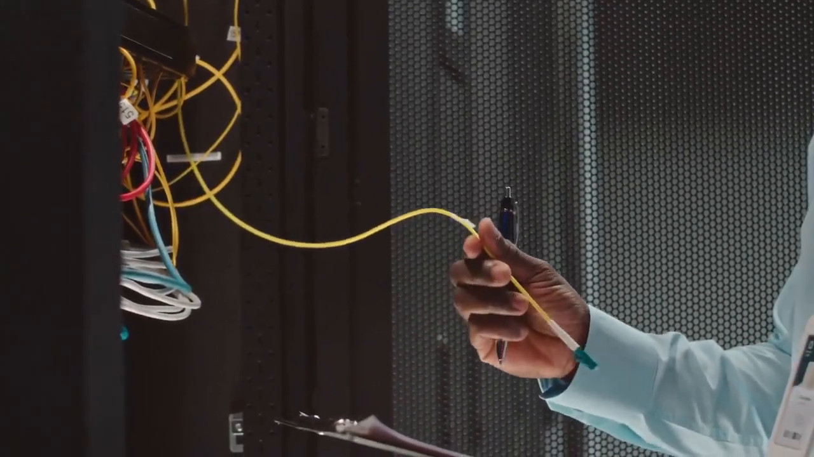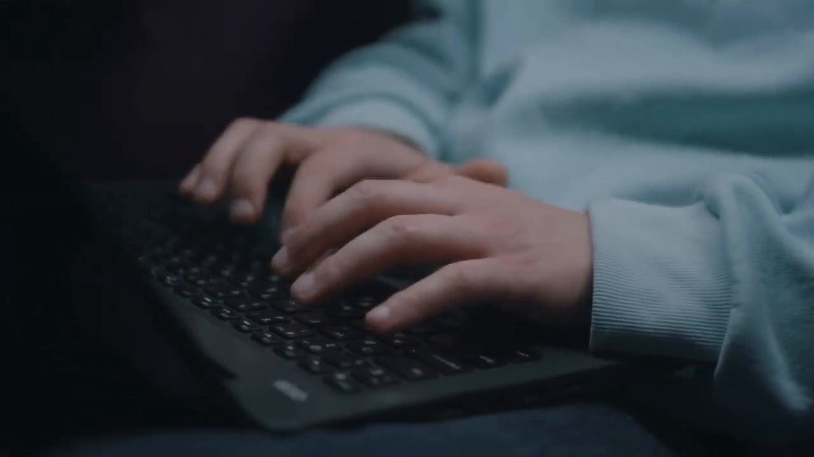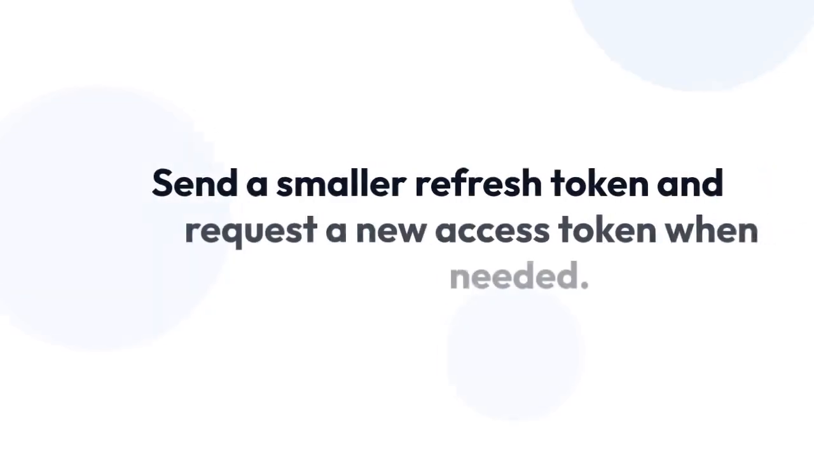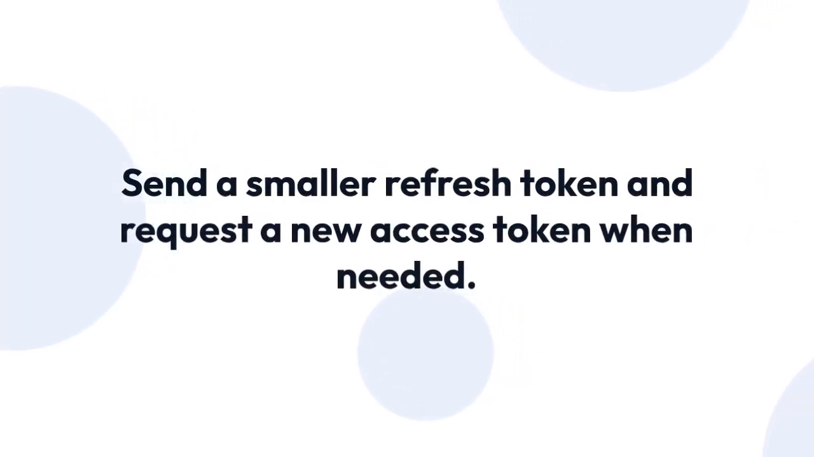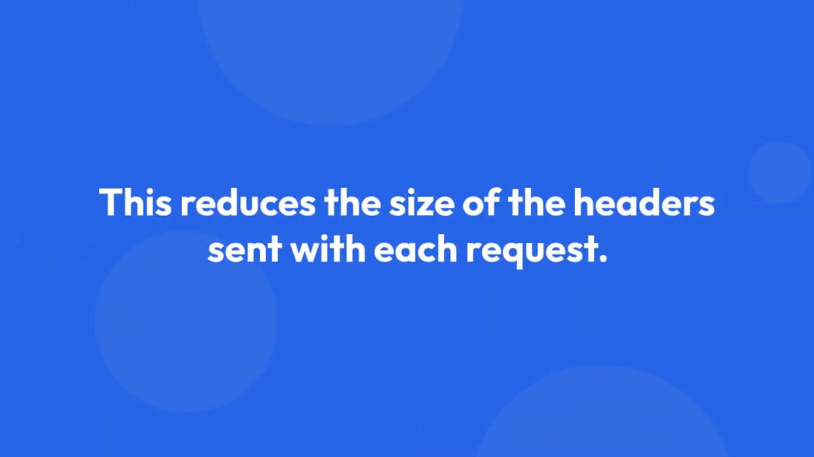2. Reduce header size. If the issue stems from large authentication tokens, consider using a more compact token format or implementing token refreshing strategies. Instead of sending the entire token with every request, you can send a smaller refresh token and request a new access token when needed. This reduces the size of the headers sent with each request.